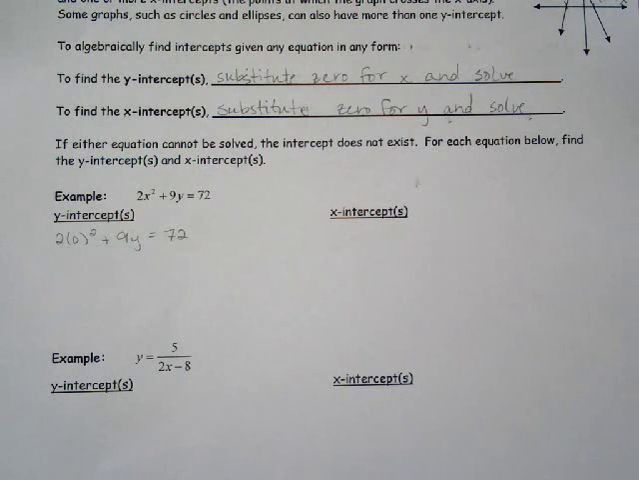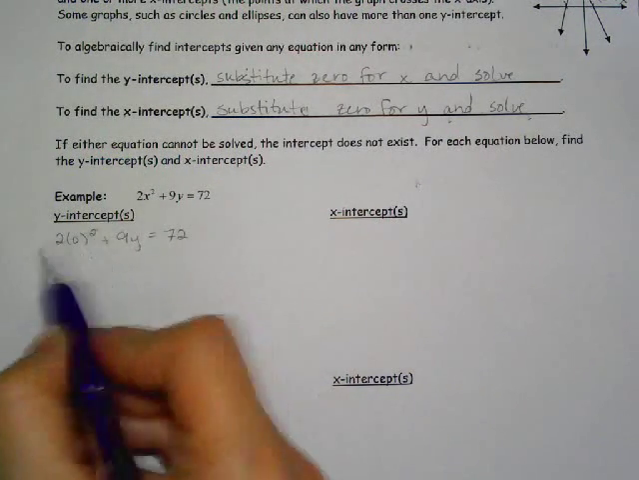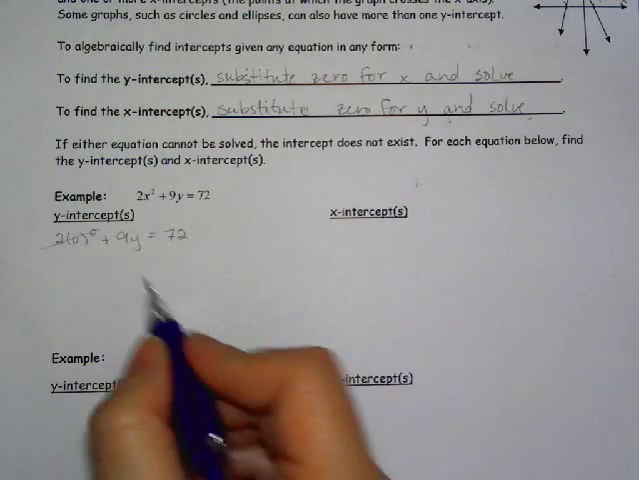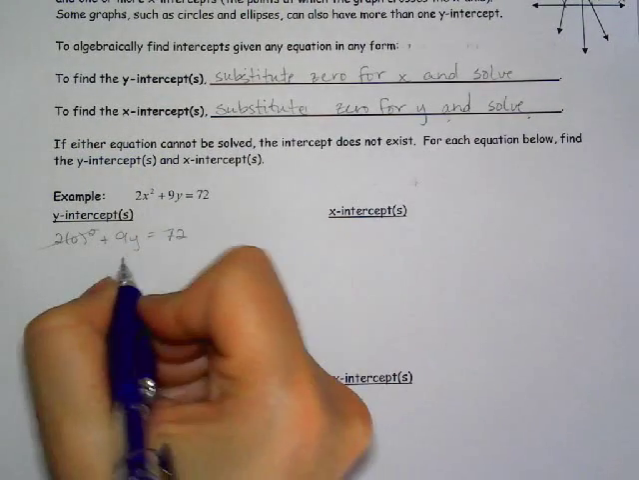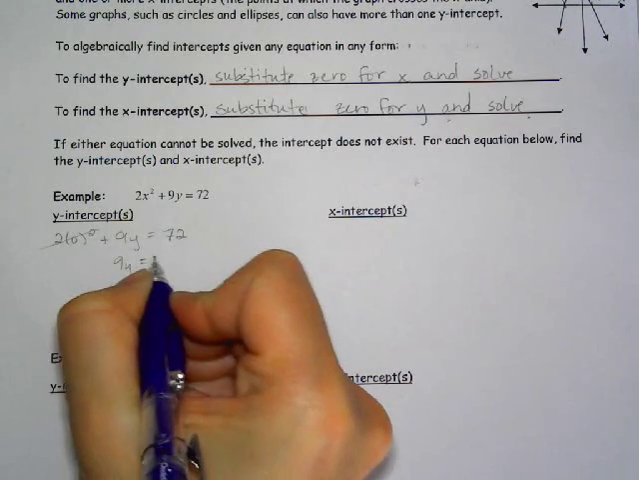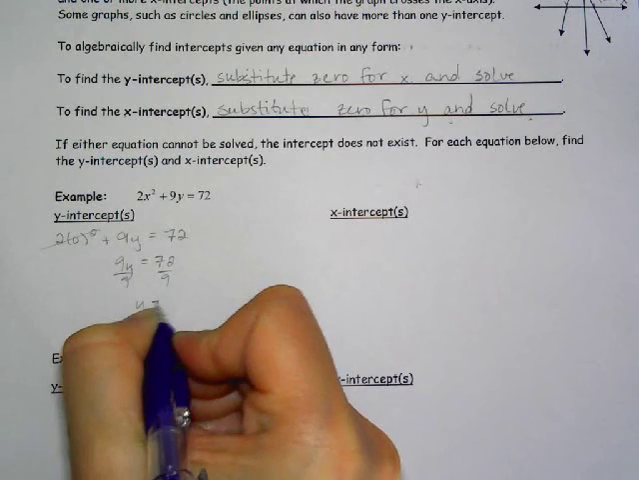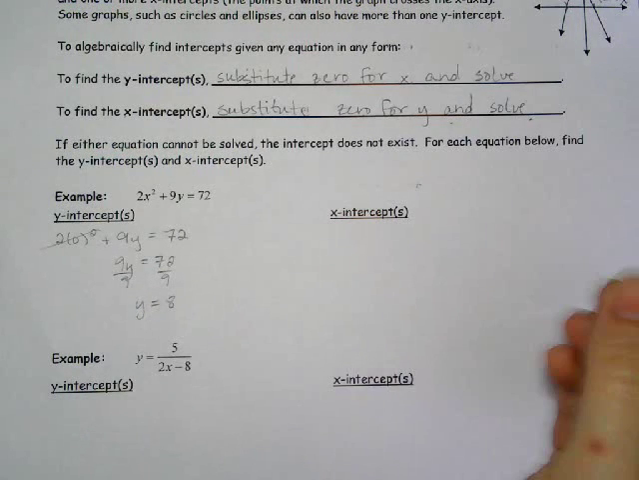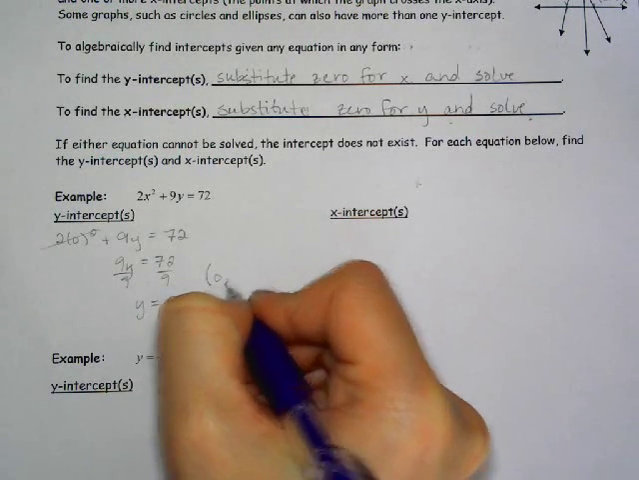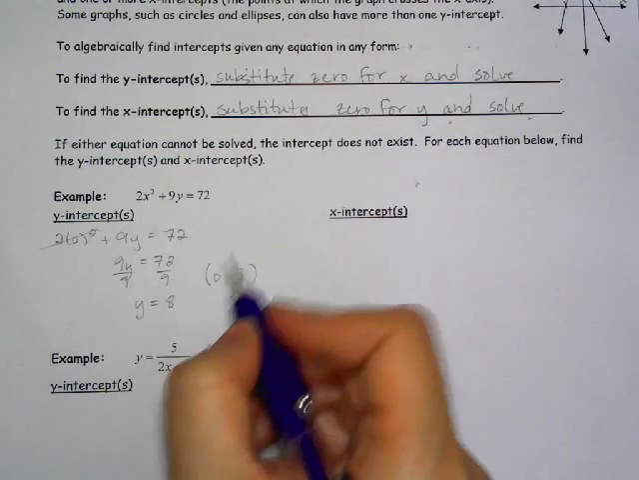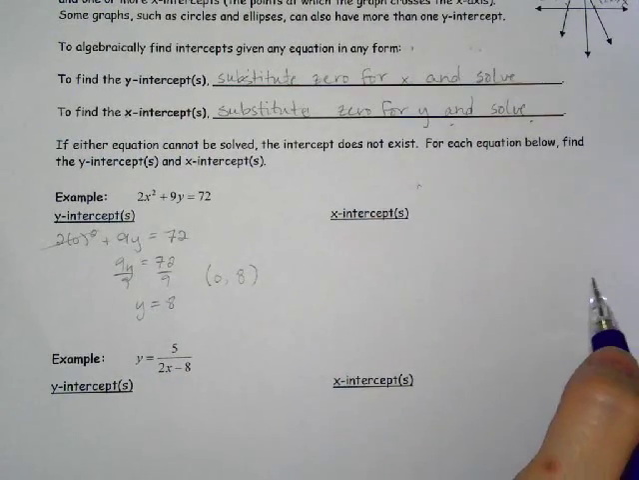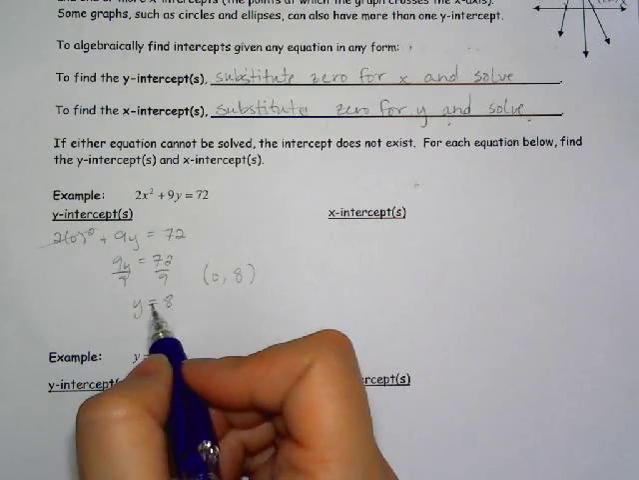So 0 squared is 0, times 2 is also 0. So this particular term right here is gone, and we are left with 9y equals 72. Divide by 9, and you have y equals 8. So our y-intercept is the point 0, 8. That's technically writing it correctly with the actual coordinate, but I'm also fine with y equals 8.